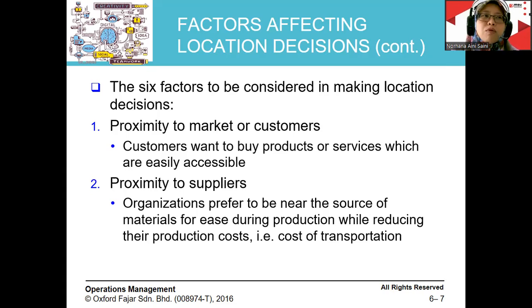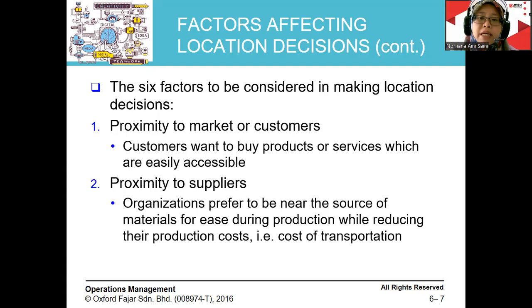Customers want to buy at least their groceries nearby. If they stay in Shah Alam, they will definitely not go to KL, and they will not go to another state, for example. They will just go nearby.